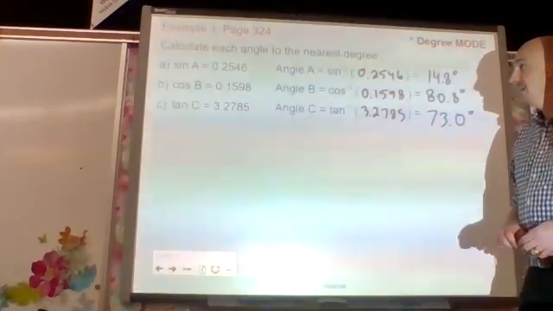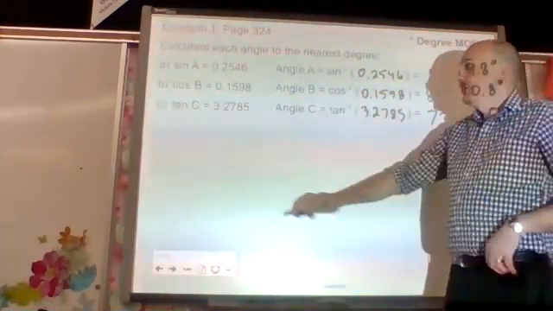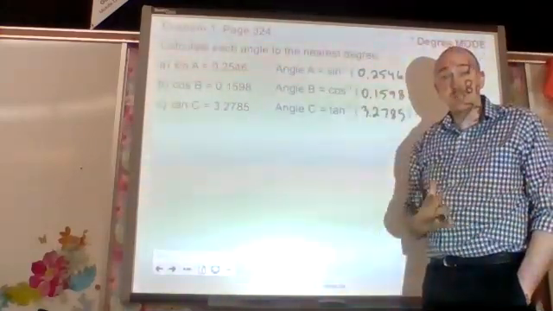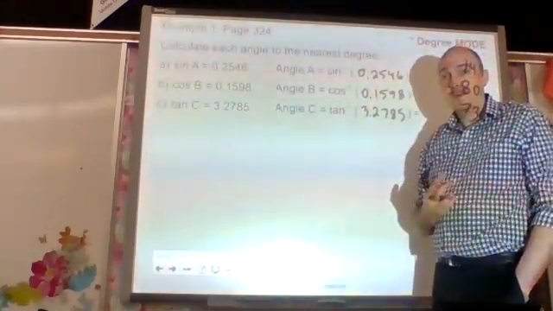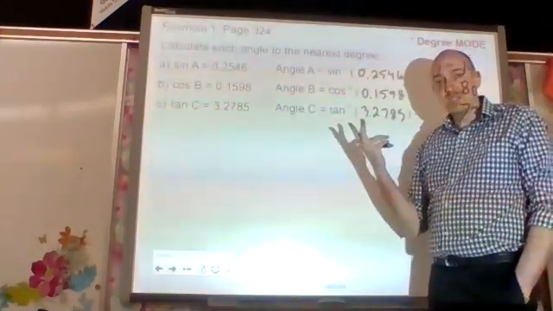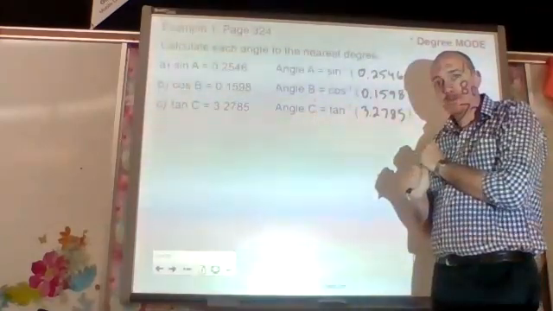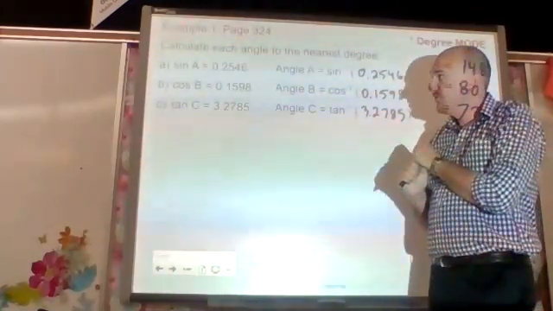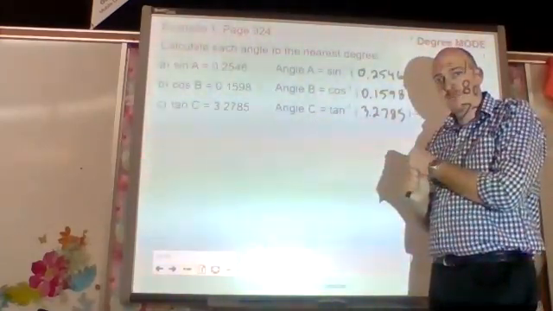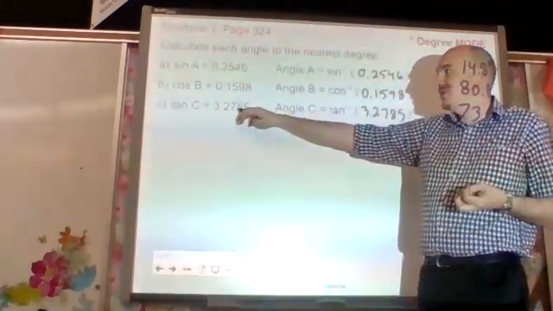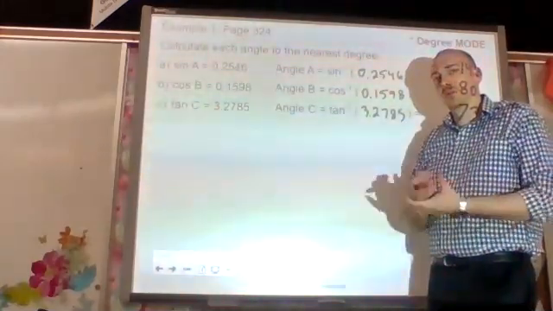When we're looking at the actual ratio, notice that sine A and cos B are both between 0 and 1. They're always between 0 and 1, right? Because when you divide two sides of a triangle, the hypotenuse is always the biggest. So you're dividing by something bigger than itself, it's got to be less than 1. When we get to tangent, that's when we can have one side that's a lot longer than the other.